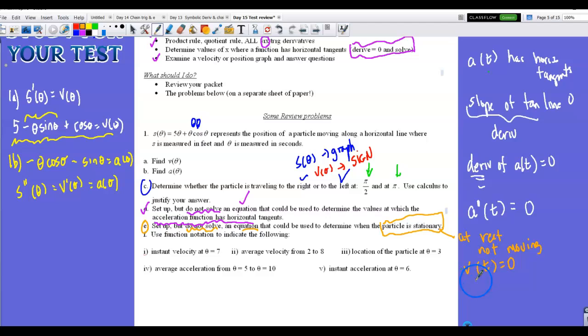So if I wanted to bring in the velocity function, because I know what it is, and it said set up but do not solve, I could do 5 minus theta sine theta plus cosine theta equal to 0. And if I were to solve this, and the directions did not tell me to solve, I could find the thetas when the velocity is 0, meaning that the particle is stationary, not moving. Okay? All right, now I think I can clear my screen because I know what's coming next. So I'm going to do a clear annotations.